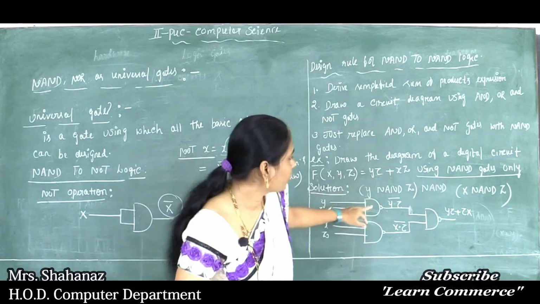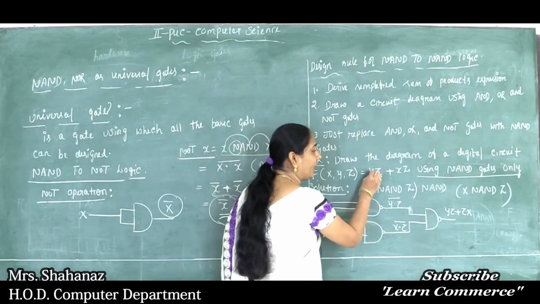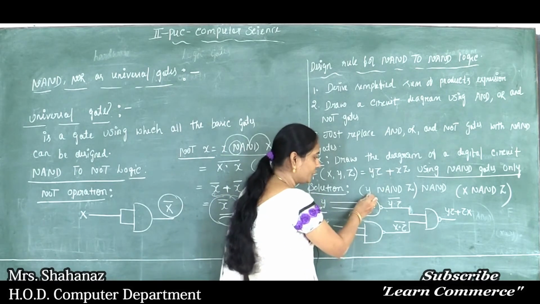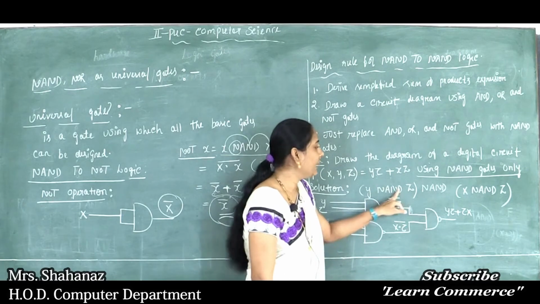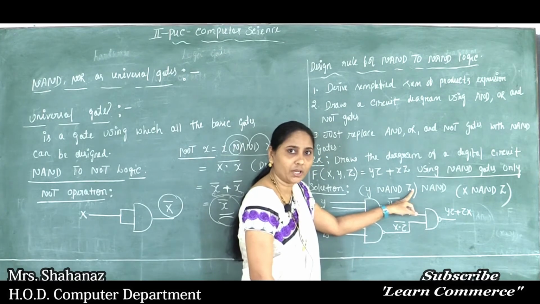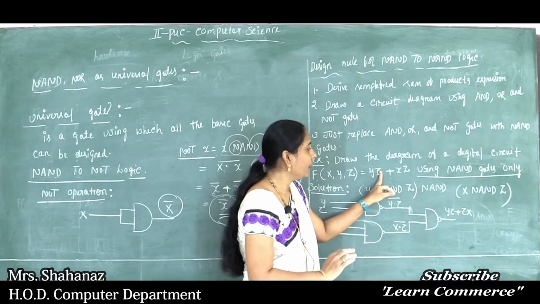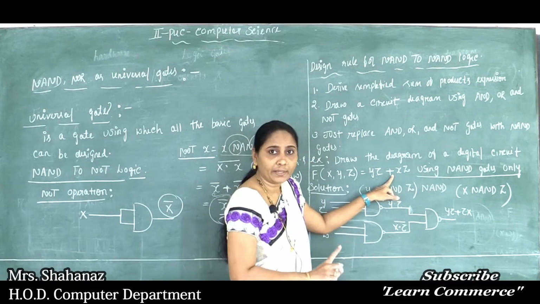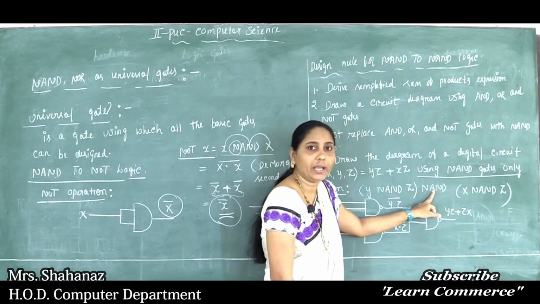Correct, no? So actually it's a Y and Z, but we need to change it to the Y NAND Z. Clear this point here? So Y NAND Z. And actually it's an OR, but everything is going to change to the NAND.